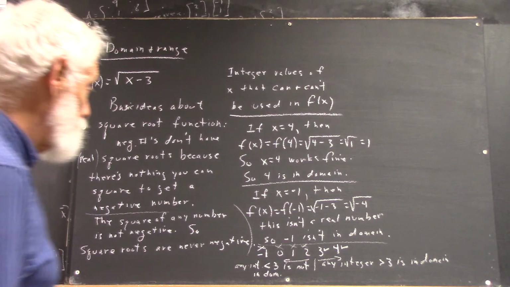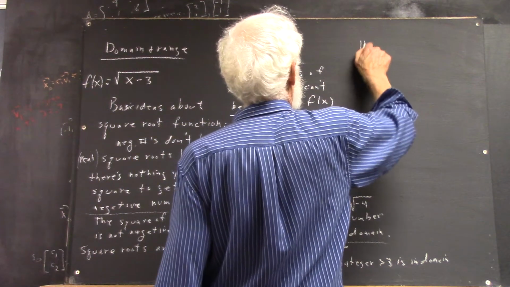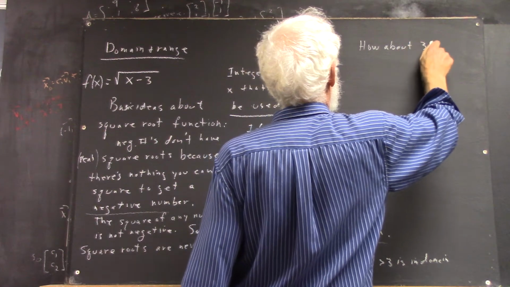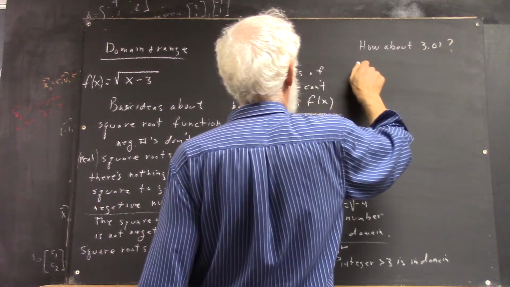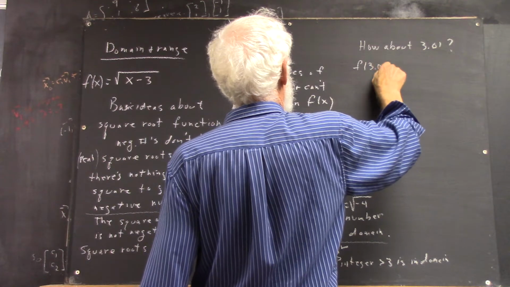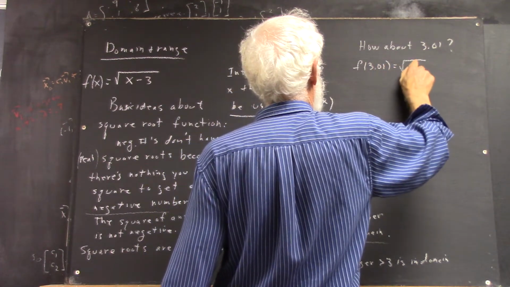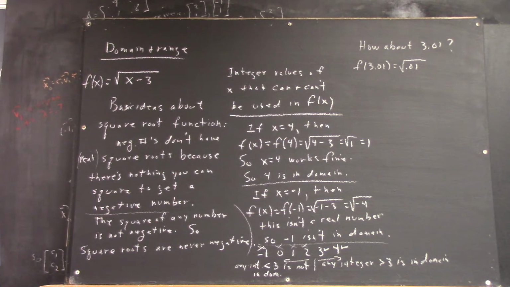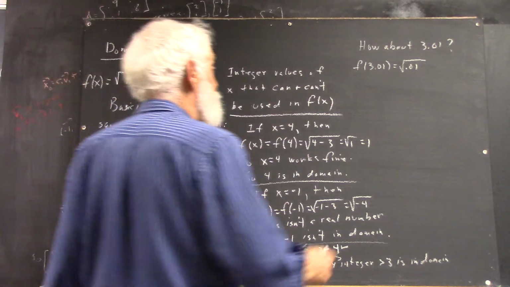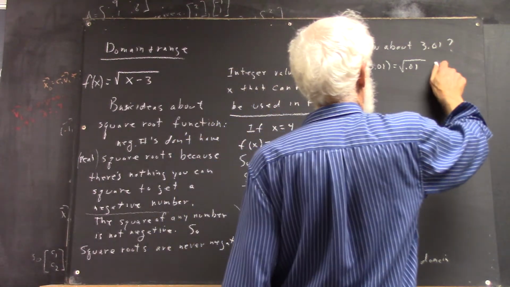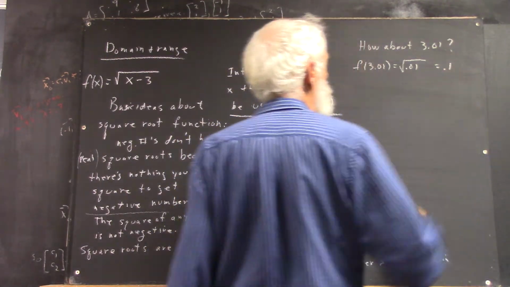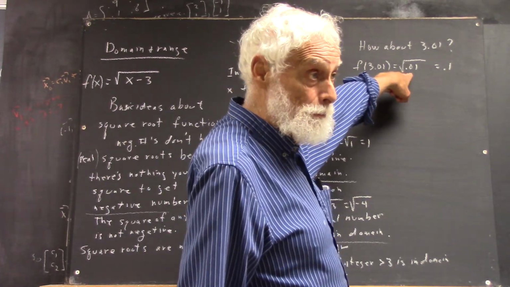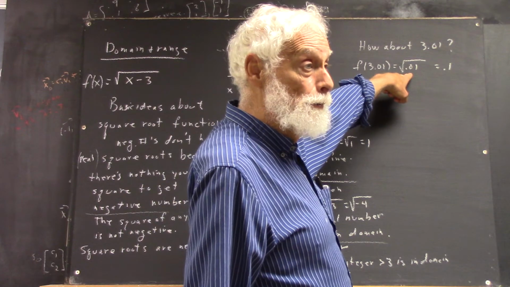So, how about 3.01? Well, f of 3.01 equals the square root of 0.01. I didn't do all the substitution, but you can do that easily, right? You can fill in the blanks. And that happens to equal 0.1, but whether or not you know that equals 0.1, you know that this is a positive number and it has a square root, because any positive number has a square root, okay?